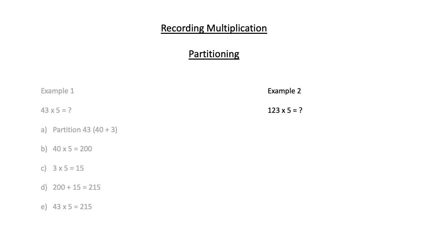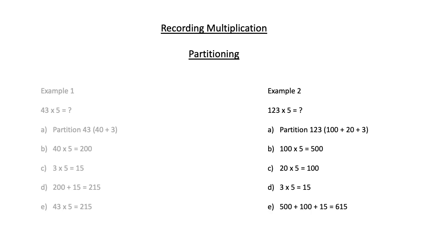I'm just going to do one more example now, multiplying a three-digit number by a single digit. Again, we partition the 123 into hundreds, tens, and units, so we have 100, 20 and 3. And then we multiply each of those by 5, so 100 times 5 equals 500, 20 times 5 equals 100, and 3 times 5 equals 15. Then we add those all up, 500 plus 100 plus 15 equals 615.